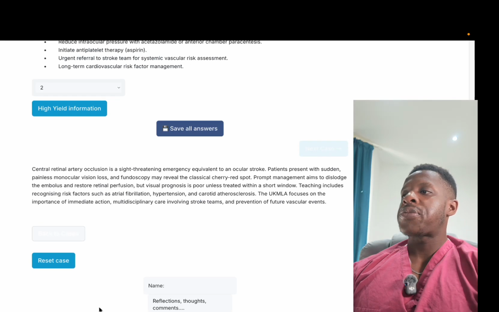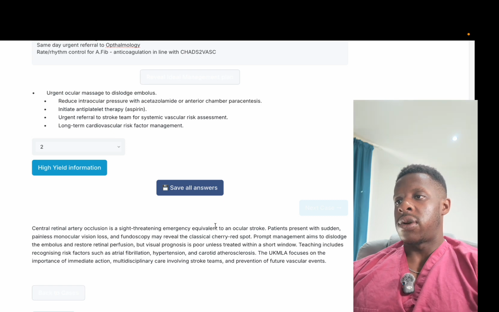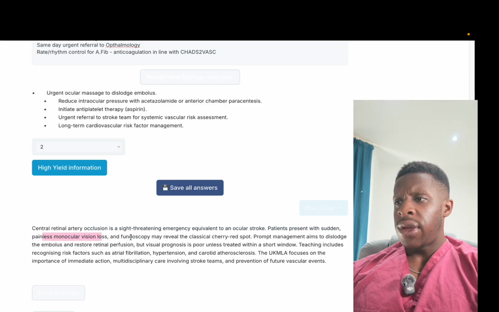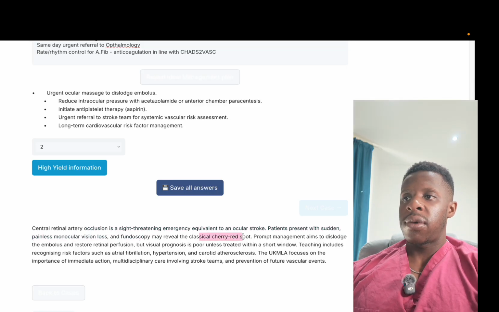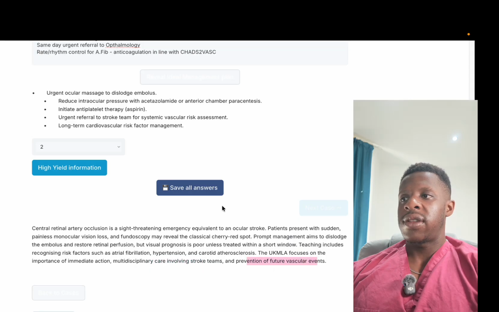High yield information. Central retinal artery occlusion is a sight-threatening emergency equivalent to an ocular stroke. Patients present with sudden painless monocular vision loss, and fundoscopy may reveal the classical cherry red spots. Prompt management aims to dislodge the embolus and restore retinal perfusion, but visual prognosis is poor unless treated within a short window. Teaching includes recognizing risk factors such as atrial fibrillation, hypertension, and carotid atherosclerosis. The UKMLA focuses on the importance of immediate action, multidisciplinary care involving stroke teams, and prevention of future vascular events.